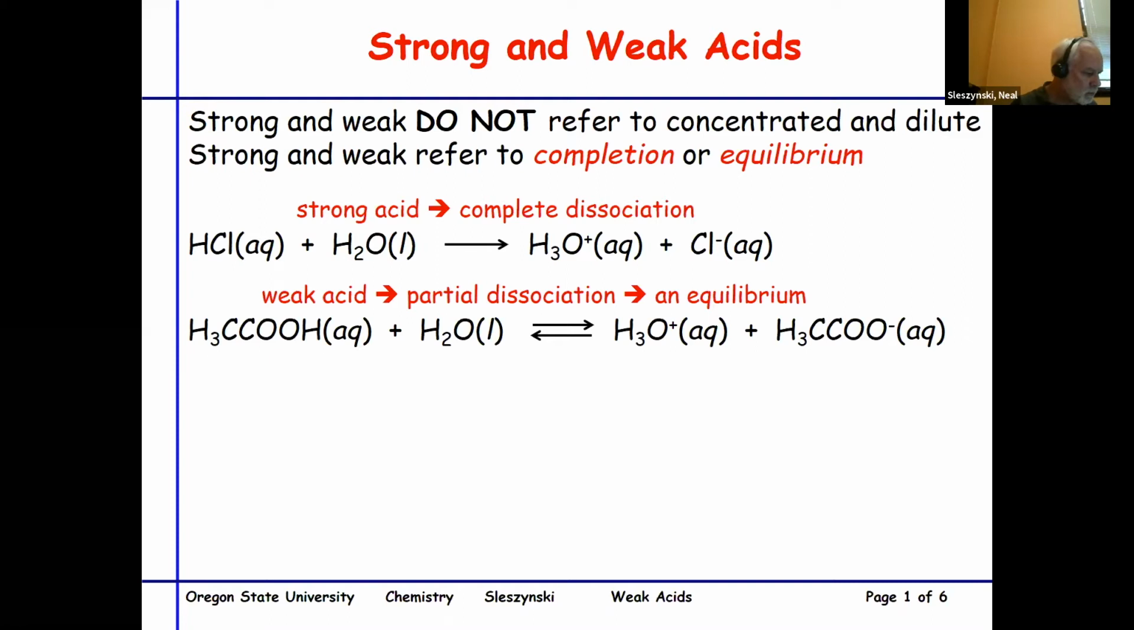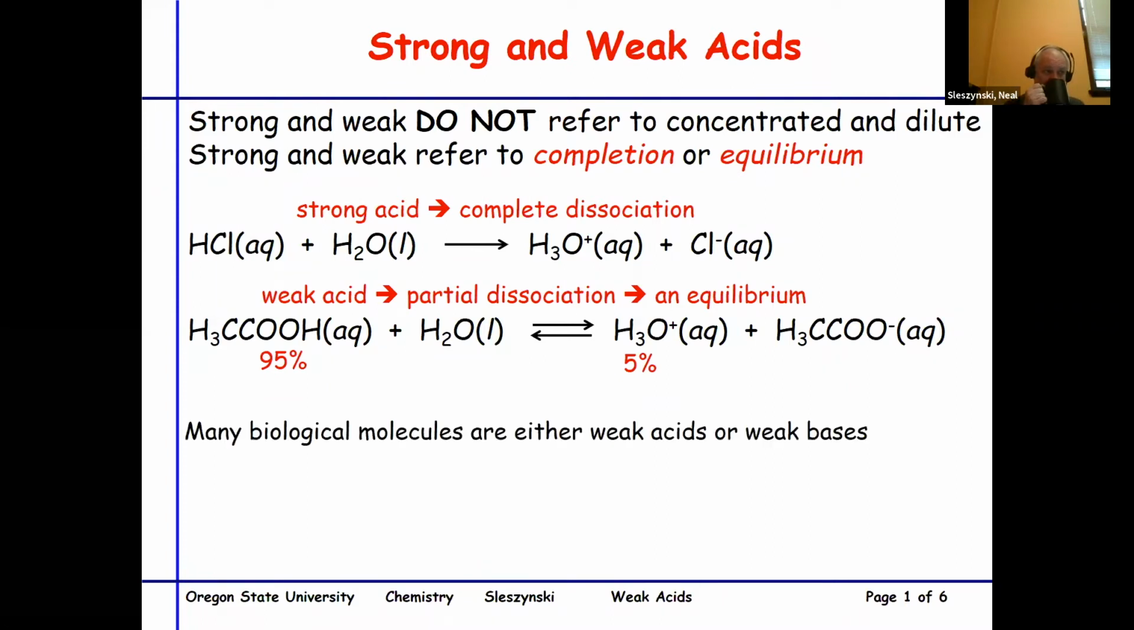Conversely, weak acids, when put in water, only partially dissociate and set up an equilibrium between the acid and the conjugate base. If we take a look at the example here, which is acetic acid, normally found in the kitchen in the form of vinegar, if we place acetic acid in water, in fact, about 95% of the acetic acid remains undissociated, and only about 5% actually reacts with water to give hydronium ion and acetate ion.